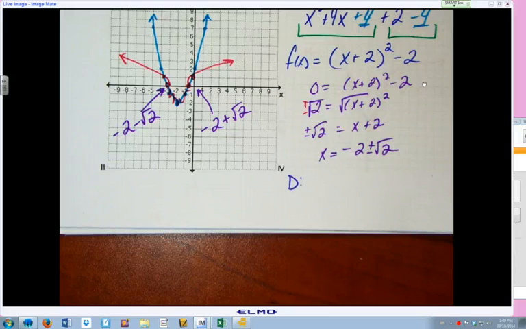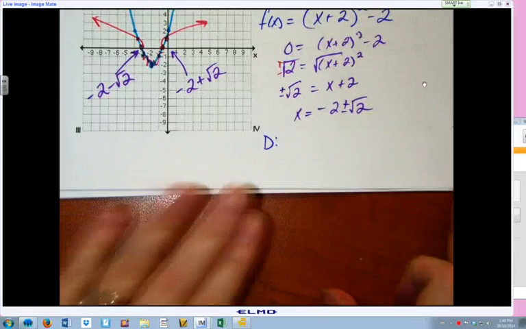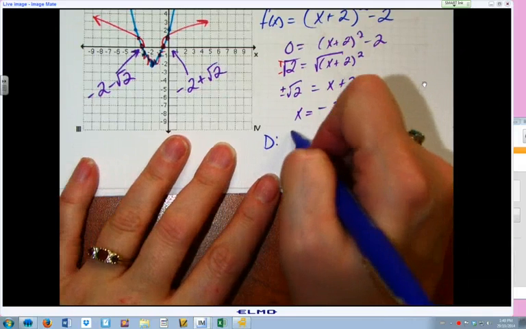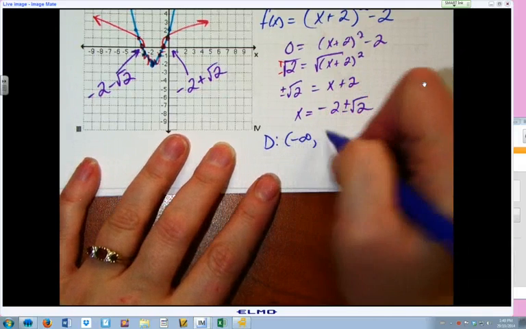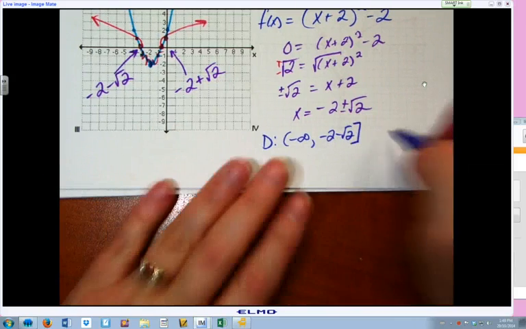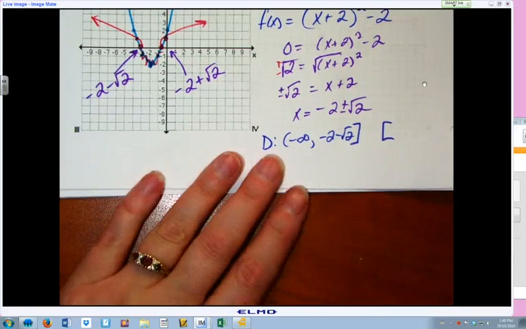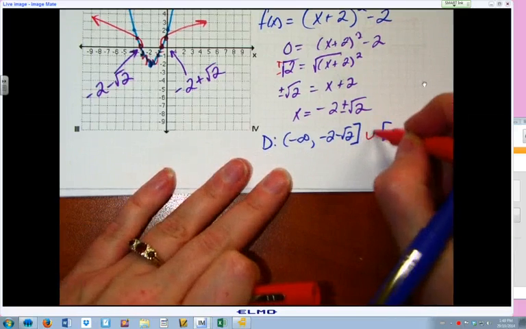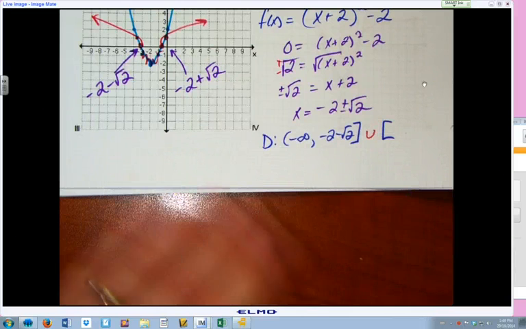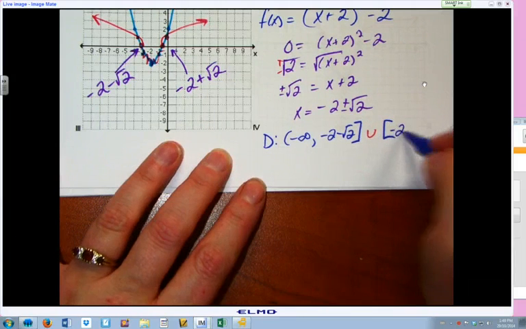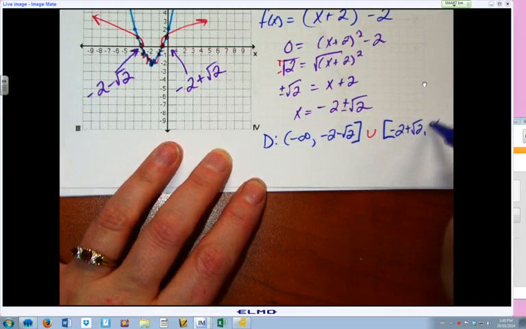X has to be less than or equal to -2 subtract square root 2. And I'm going to do the other notation just because I haven't done one yet. And the other half of it? What about the U? I was going to do it after, but yes. But don't say the word or, say the word union. And X is greater than or equal to -2 plus square root 2.